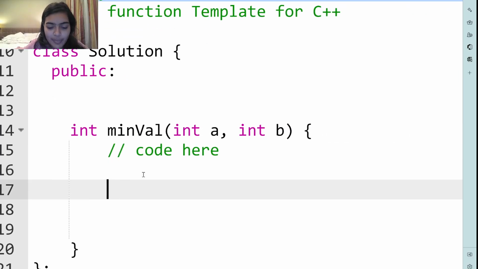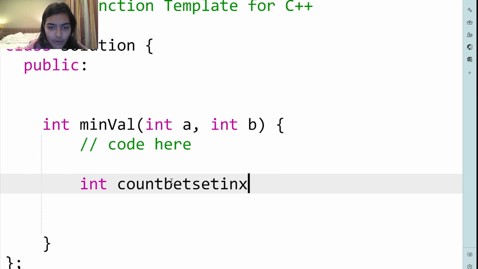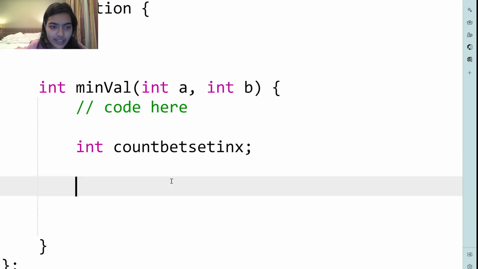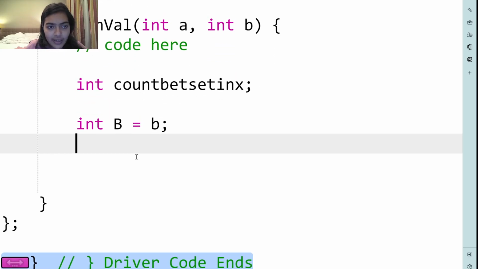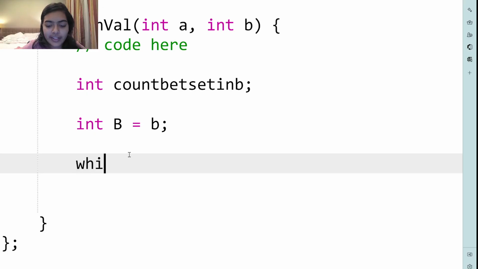So the first step is to count the number of bits set in x. So let's declare a variable. It is very simple, right? Let's count the bits set in x. I'm going to take a variable b, which I'm going to make the same as x. And how to count the bits set in b? How to count the bits set in any given number?